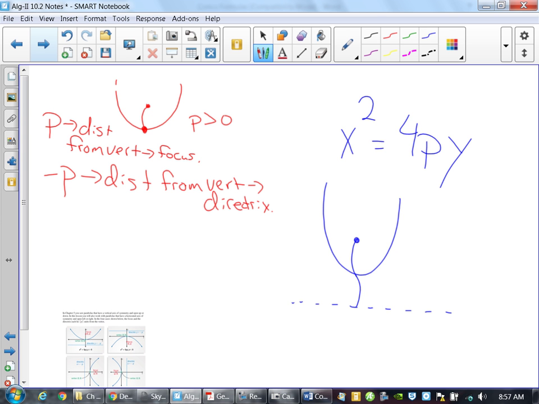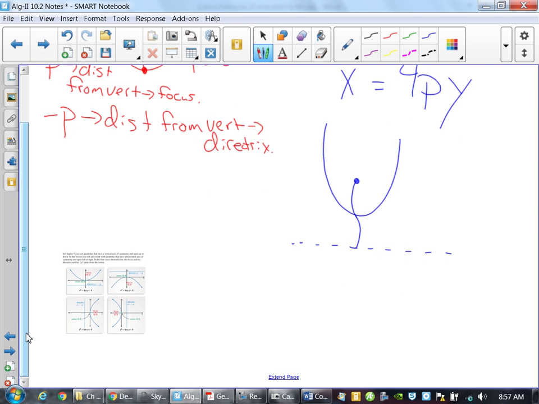What's the equation of the directrix going to be? Is it going to be x equals a number or y equals a number? What's the equation of every horizontal line? Every single horizontal line is y equals some number. So your directrix is always going to be y equals some number.